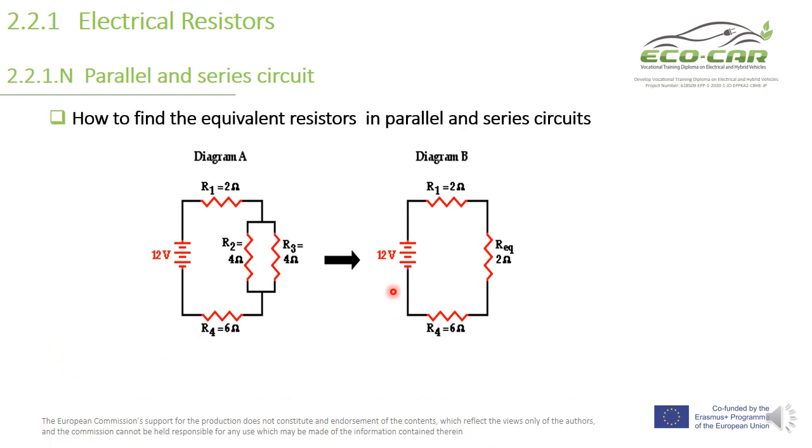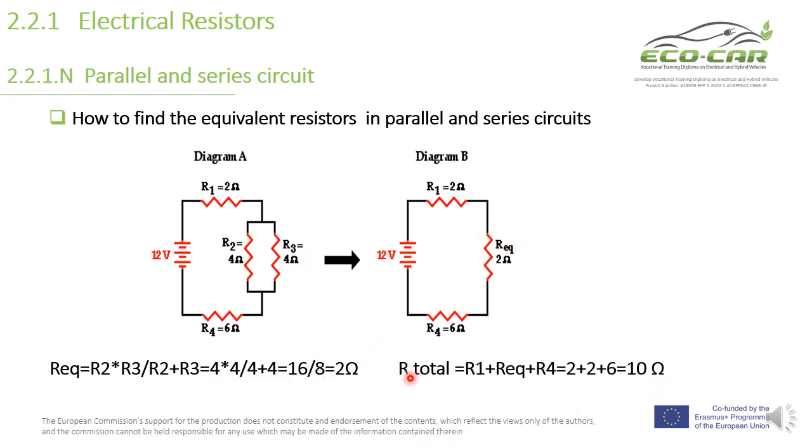So how do we find the equivalent resistance in a parallel and series circuit like this one? The equivalent resistance for these three is 2 plus 2 plus 6, which is 10 ohms. We find the R equivalent for R2 and R3 by multiplying R2 by R3 divided by the sum, which gives 2 ohms. So the R total is 10 ohms, for R1, R equivalent, and R4.